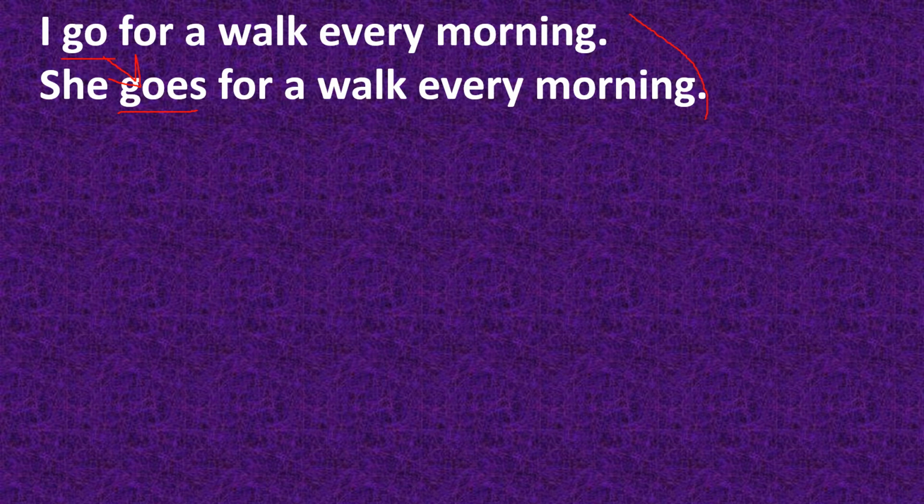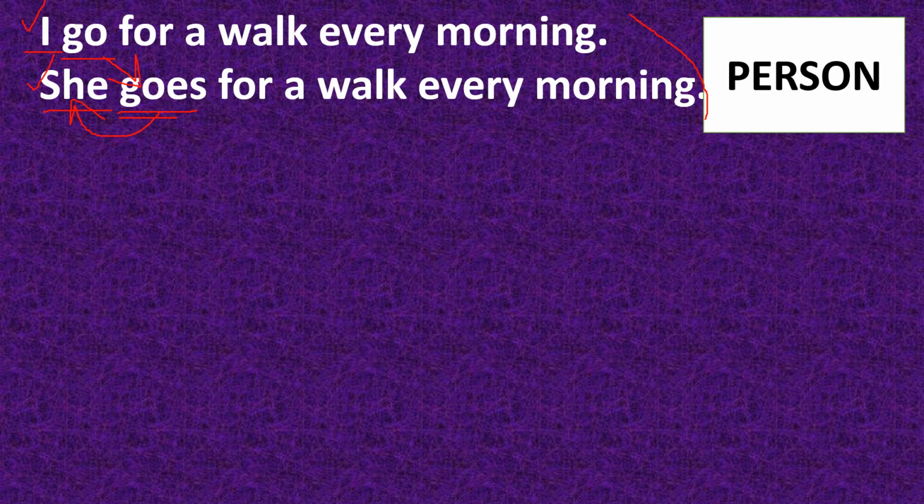Go becomes goes. Why? Because the subject is she in the second sentence. In the first sentence, the subject is I. So I is called first person, she is called third person. When the subject is in third person singular number, we have to add s or es to the verb 1. That is applicable to the simple present only. So here go is changed to goes according to the person. You have to observe that.